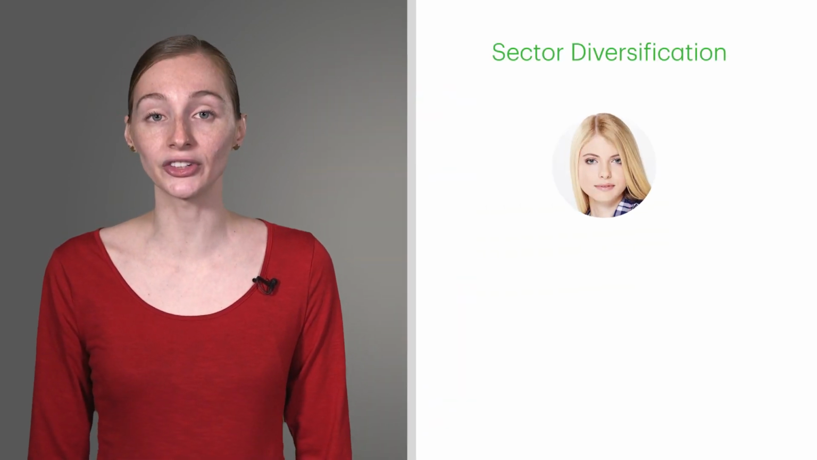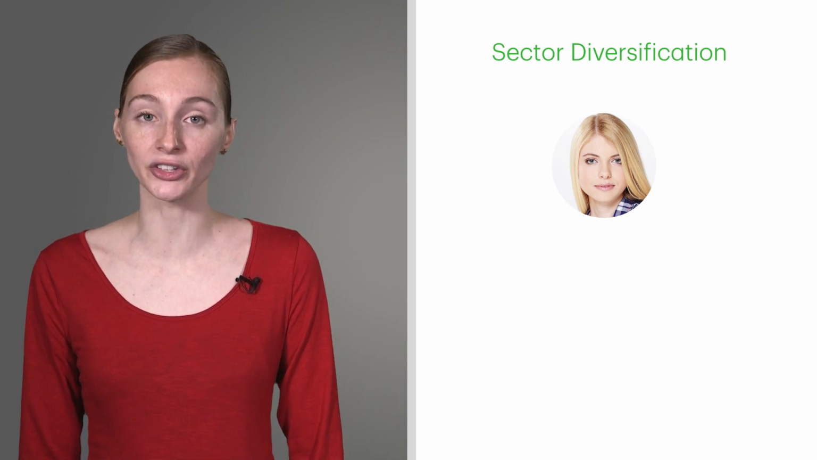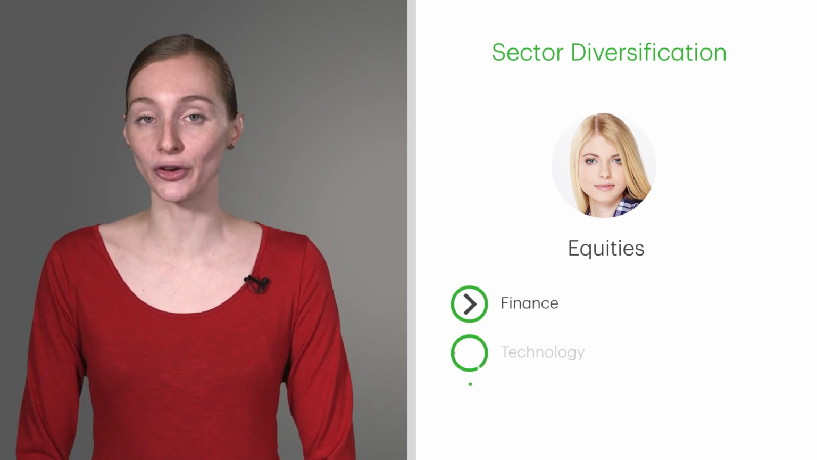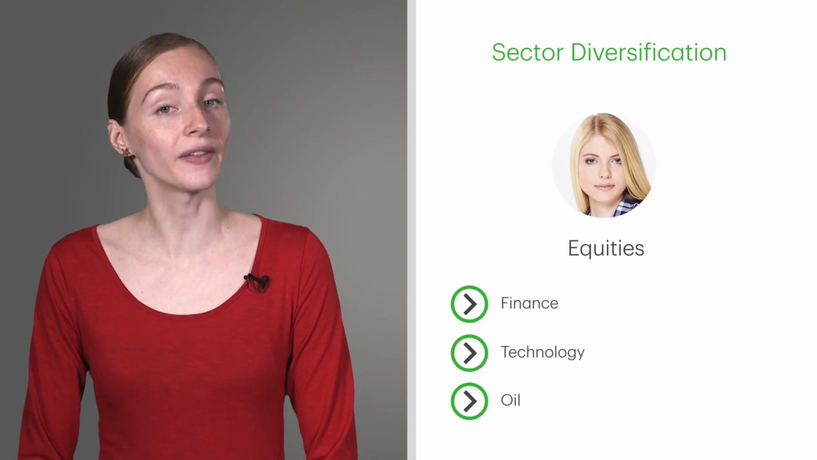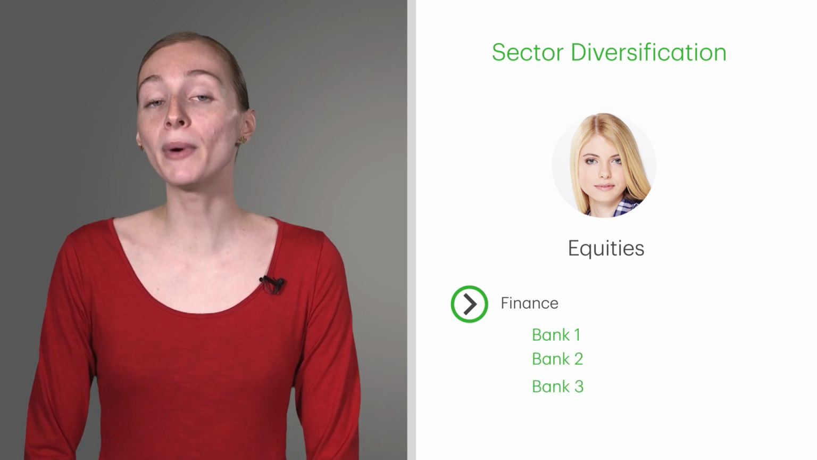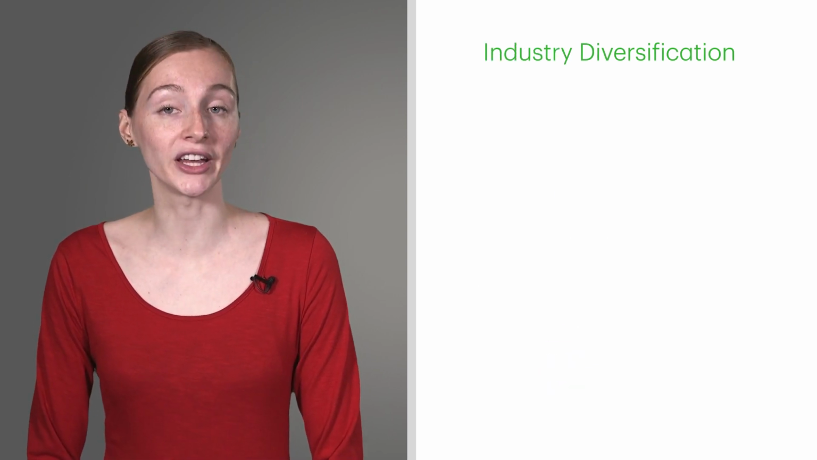Within each asset class, there are many ways to diversify even further. Let's look at a few common ones. If Angela wants to diversify by sector, then this means she may buy equities from different companies operating within the same sector. For example, within the equity asset class, Angela wants to diversify by investing in a few sectors, such as finance, technology, and oil. Within each sector, like finance, Angela could purchase several finance companies, or she could buy a fund that is focused on that particular sector.